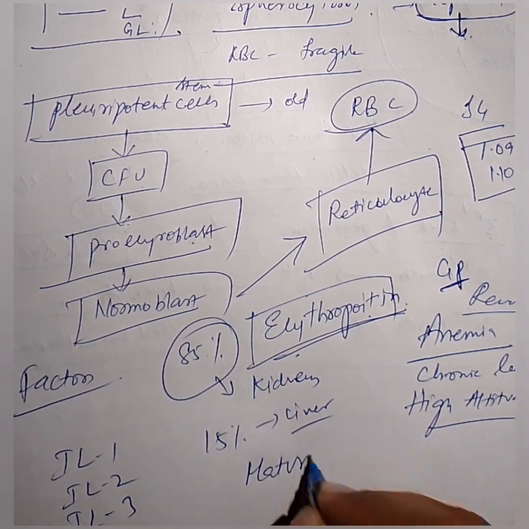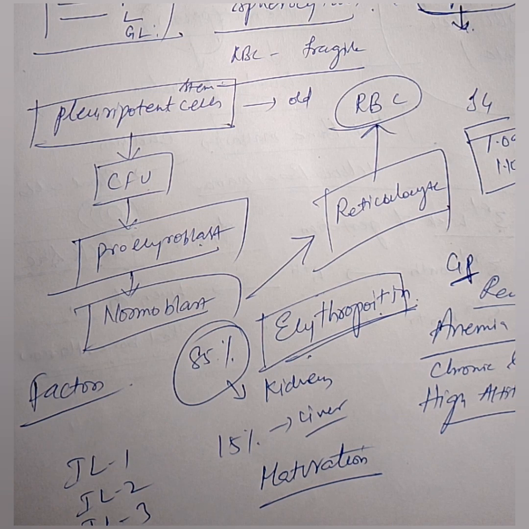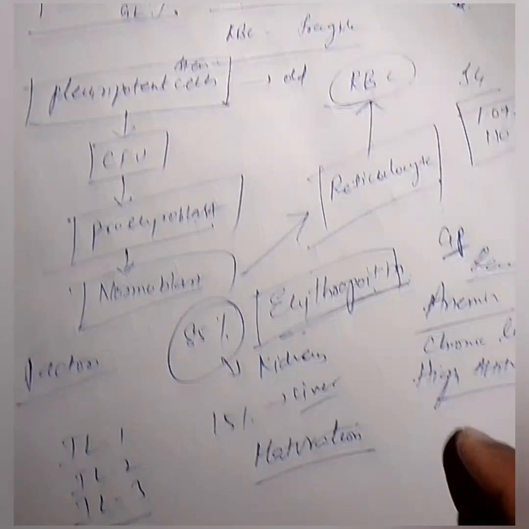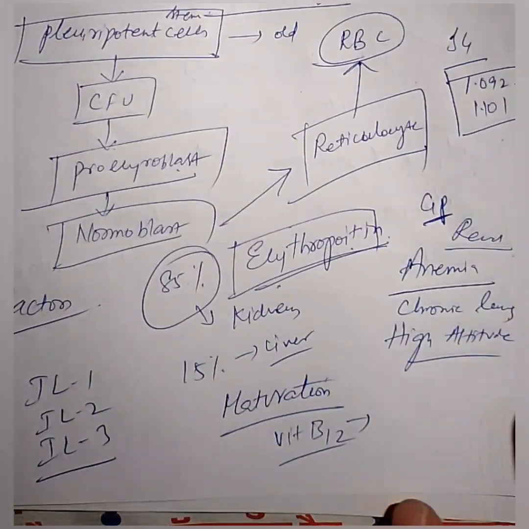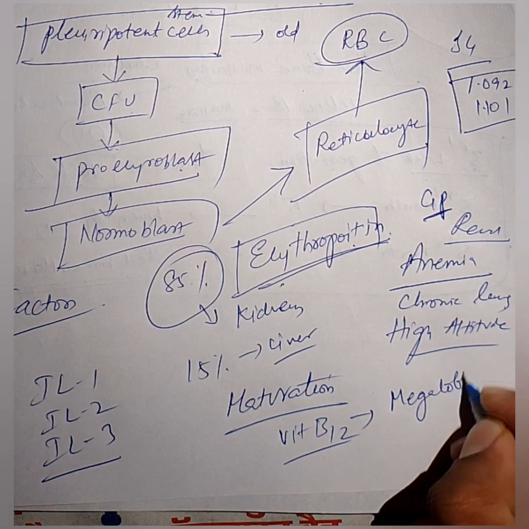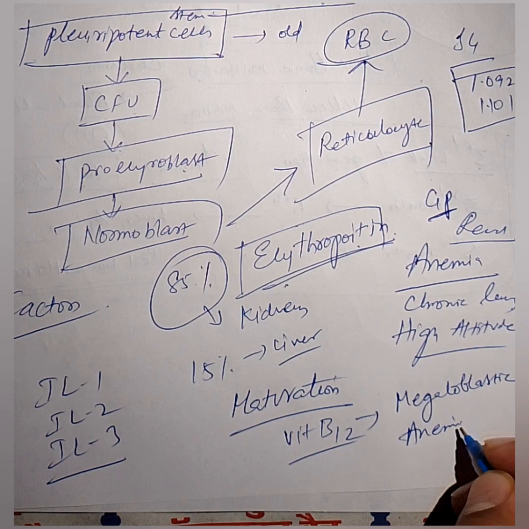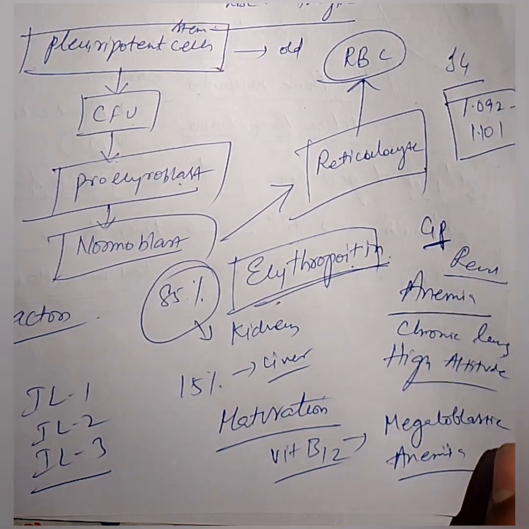What are the maturation factors? In this we can see maturation factors. The maturation of RBC will be done with the presence of vitamin B12. If vitamin B12 is less, the maturation of RBC does not take place, which leads to a condition called megaloblastic anemia. The decrease of vitamin B12 leads to a decrease in the production of RBC, which is called megaloblastic anemia.